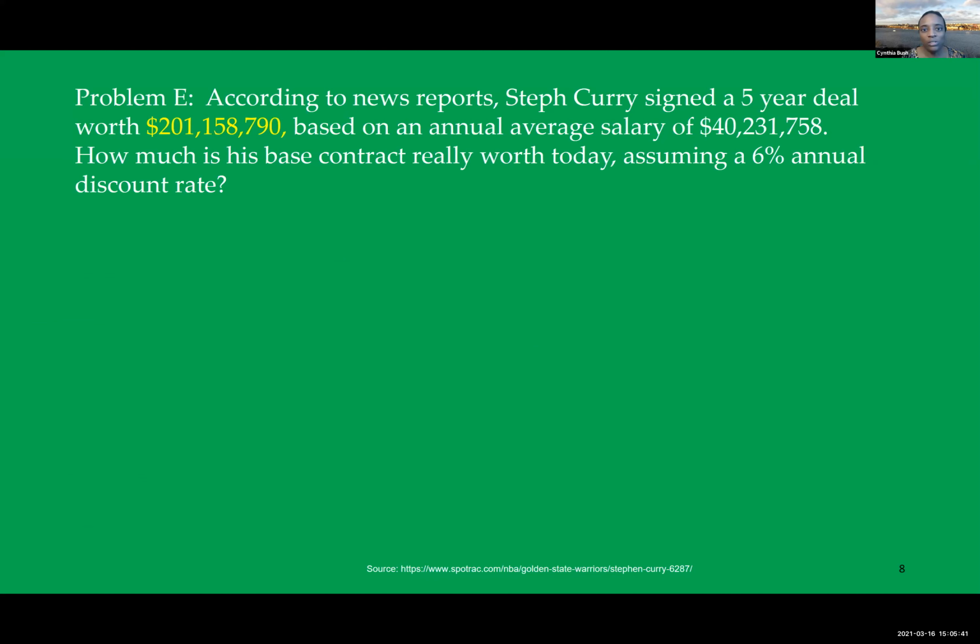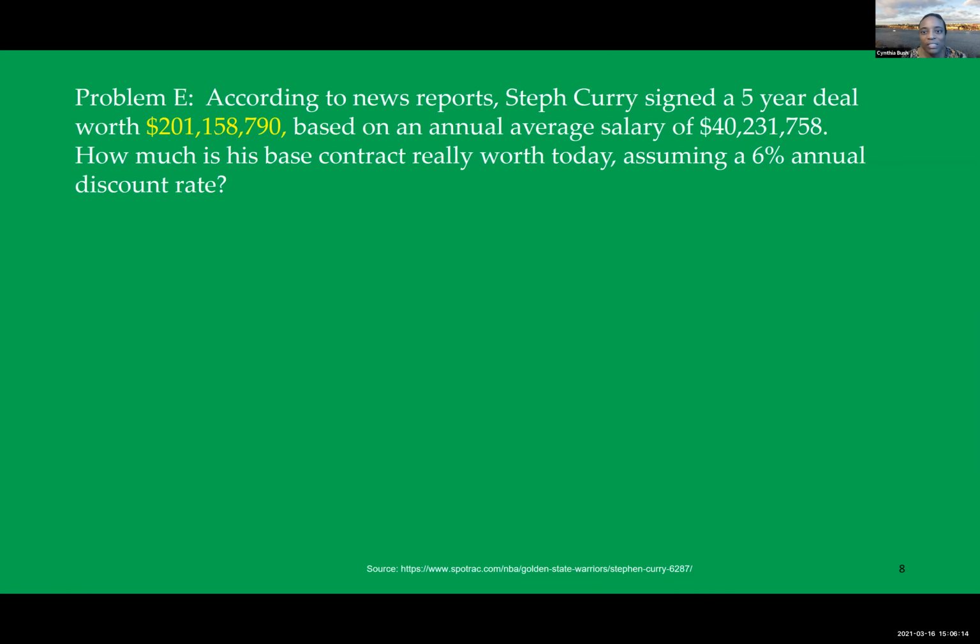Okay, according to news reports, Steph Curry signed a 5-year deal with the Golden State Warriors worth $201,158,790. And this was based on his average annual salary of $40,231,758. So these are real numbers. I did not make this up. I just pulled what is the latest contract Steph Curry signed. And this is what it says, and I put the source at the bottom of the page here.